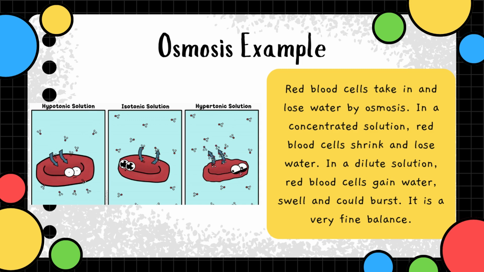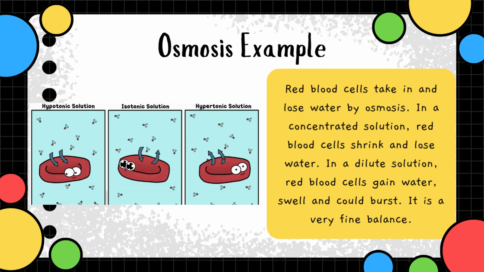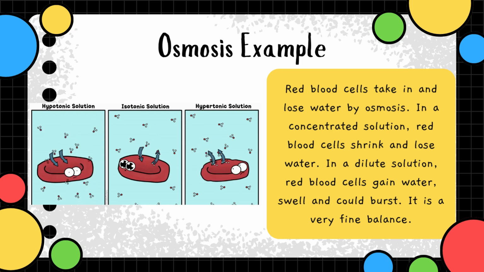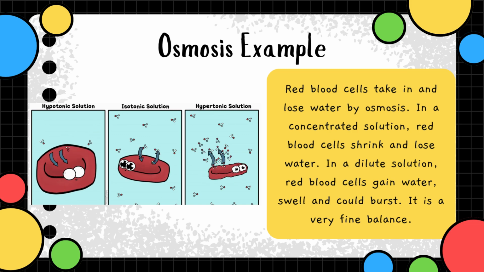Osmosis example. Red blood cells take in and lose water by osmosis. In a concentrated solution, red blood cells shrink and lose water. In a dilute solution, red blood cells gain water, swell and could burst. It is a very fine balance.